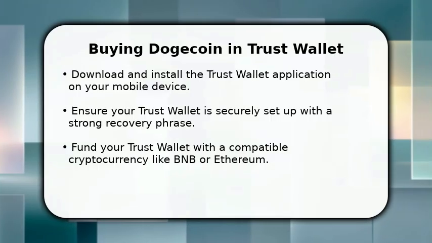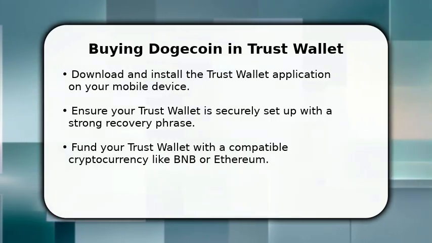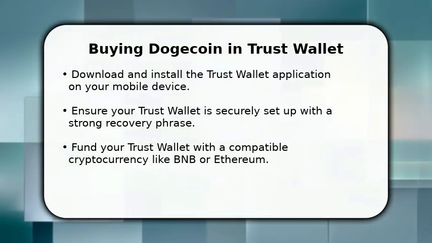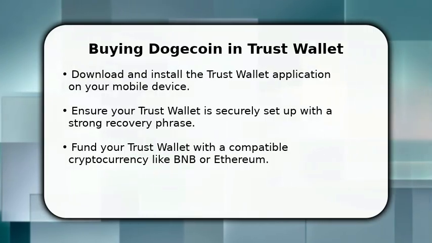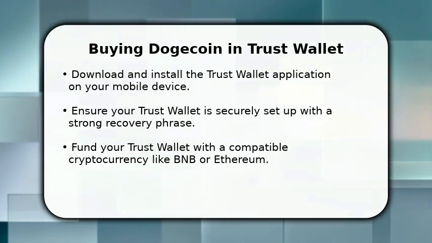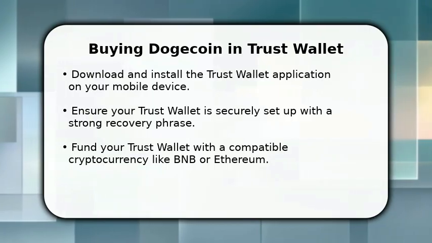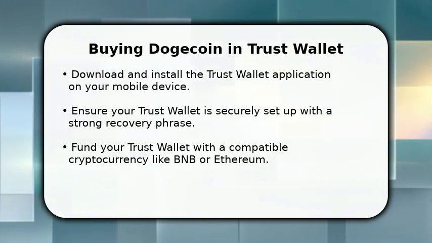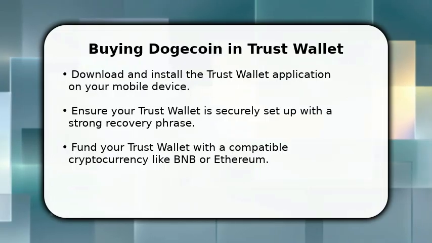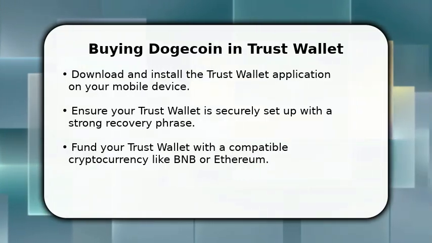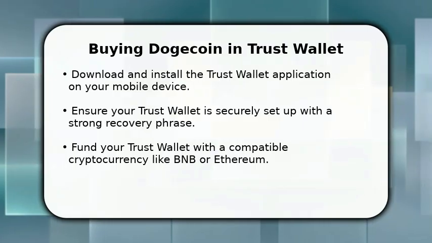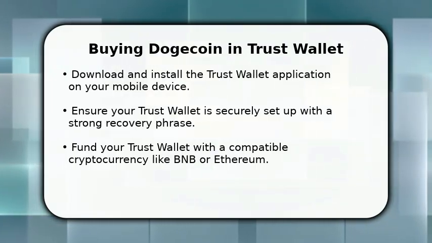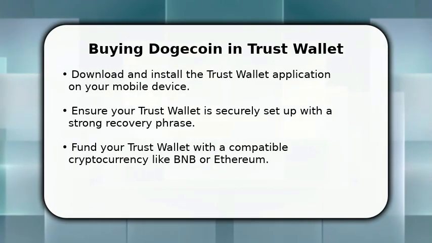In this video, I will show you how to buy Dogecoin in Trust Wallet. First, download and install the Trust Wallet app on your phone. Make sure to set up your wallet securely and back up your recovery phrase. You'll need to fund your wallet with a compatible cryptocurrency, such as BNB or Ethereum, to proceed with the purchase. This initial step is crucial for a smooth transaction process.